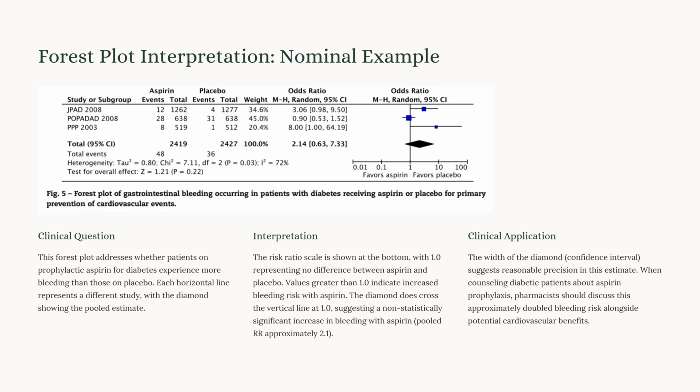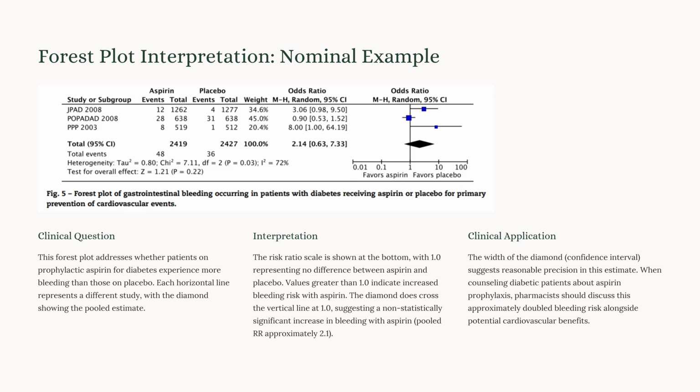Let's take a look at a forest plot example with a nominal meta-analysis. Nominal being yes, you have the event, or no, you don't. In this example, they were looking at the use of prophylactic aspirin in diabetes patients and seeing if those patients experience more bleeding versus those on placebo. Each blue square in that figure at the top represents a different study. We have 3 studies in this meta-analysis: JPAD, PAPADAD, PPP. Each study has an effect estimate with an odds ratio, and then the variance or the 95% confidence interval is the tails on it.